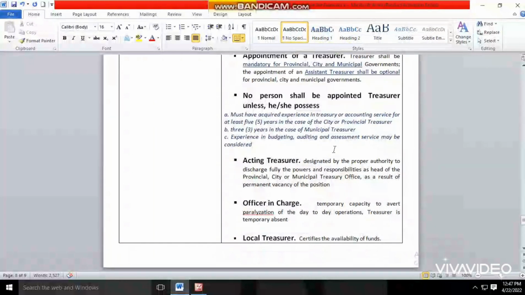Ang tawag po sa acting treasurer is designated by the proper authority to discharge fully the powers and responsibility as head of the province, city, and municipal treasurer as a result of permanent vacancy for the position. The officer in charge is in a temporary capacity to avert paralyzation of the day-to-day operation. Treasurer is temporarily absent.